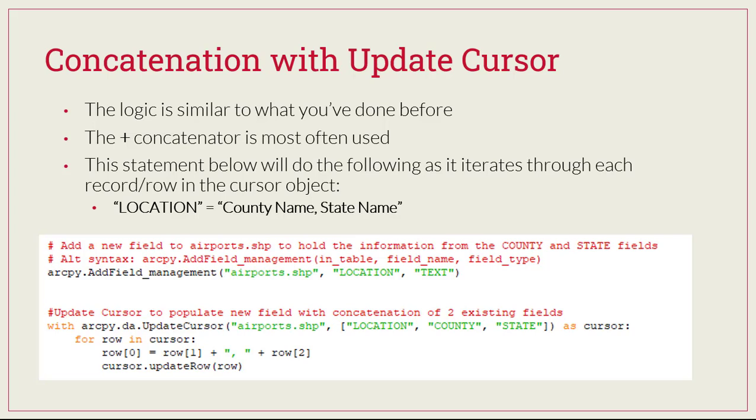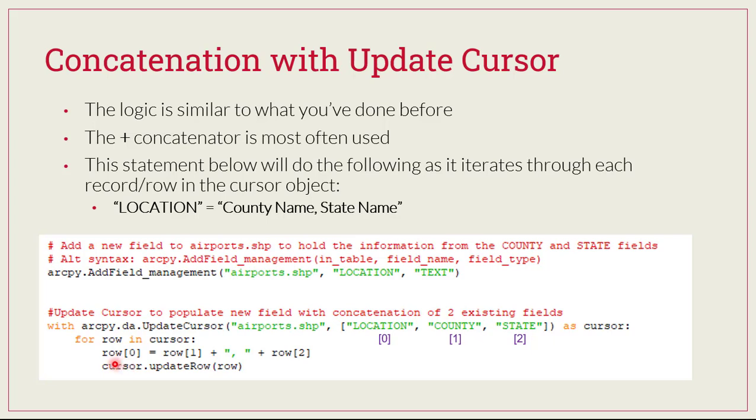The following code snippet is going to accomplish the following. It's going to add a new text field called location to the airport shapefile. It's then going to use the update cursor to create a cursor object that holds the rows in the airport shapefile, specifically holding the location field that we just created in the code in the 0 position, the county field in the 1 position, and the state field in the 2 position. Our cursor then will use a for statement to cycle through each of these records, each of these rows in the cursor object, to do the following.